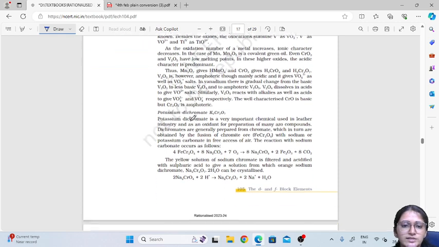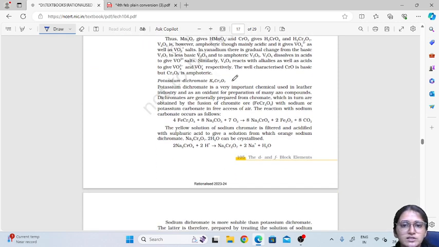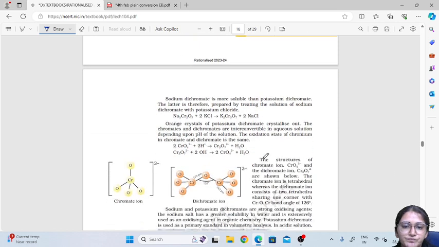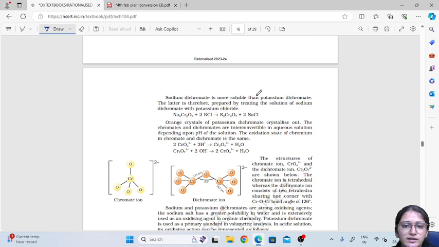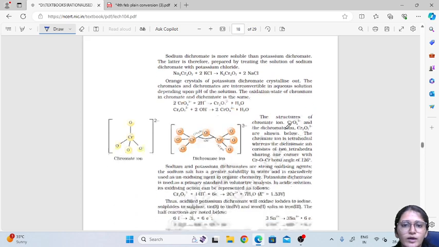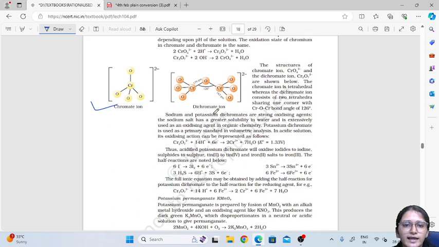So the very first example here is potassium dichromate, which is K2Cr2O7, a very good oxidizing agent in which chromium is involved. First of all, the preparation method is given. It is prepared from sodium dichromate along with KCl to give potassium dichromate. The important thing is they can ask one of these diagrams, chromate or dichromate. So you have to learn the diagrams here: CrO4 2 minus and Cr2O7 2 minus.